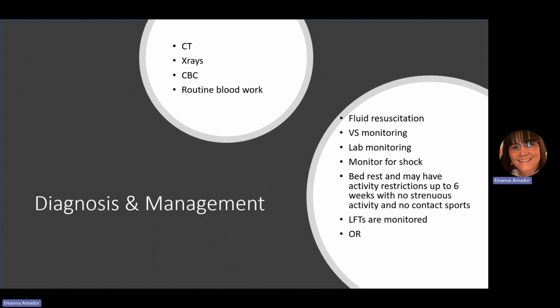Clinical manifestations for liver trauma are associated with the severity of injury and blood loss. Some common findings: tachycardia, low blood pressure, abdominal pain. So just kind of watch them and watch closely.